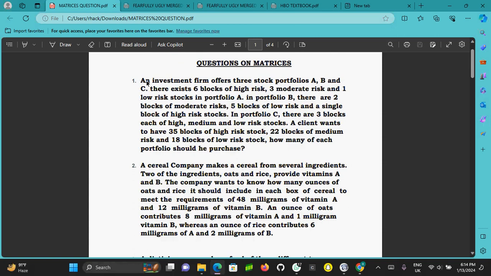You can either use matrices to solve it, or you can use linear programming to solve it. So it seems linear programming and matrices go hand in hand. Any answer that you get for linear programming, you will get the same answer for matrices too.